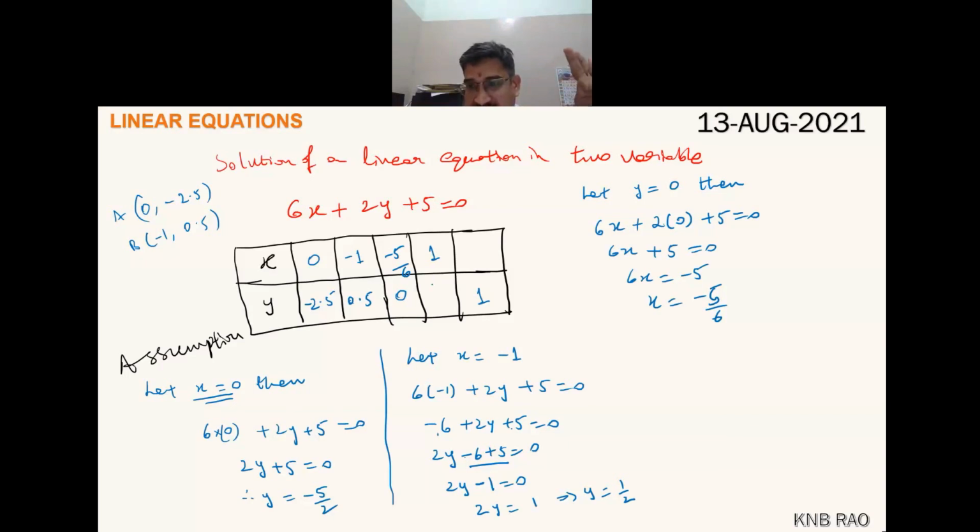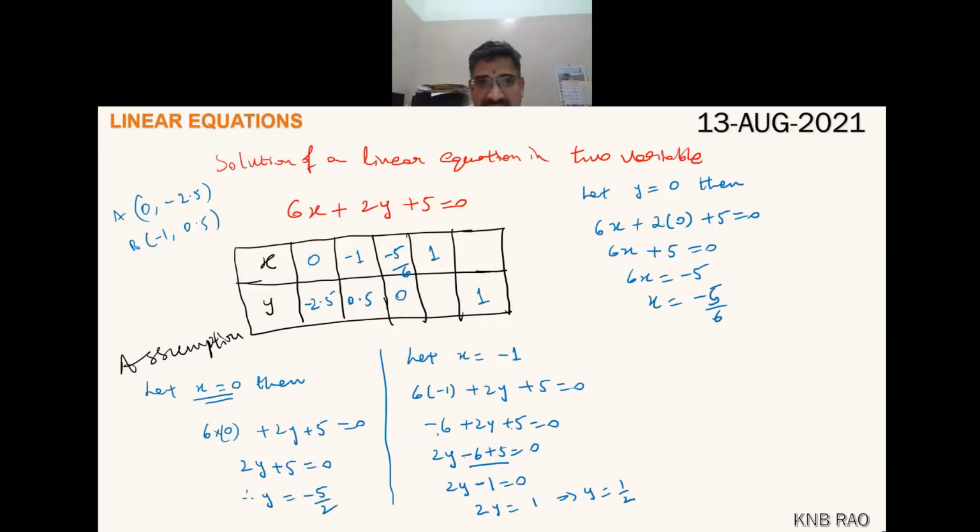So first tell me the value of y when x equals 1. Sir, if we are taking assumptions, then solutions can be infinite, sir. Yes, the number of solutions is infinitely many. Every point on the line is a solution of this equation.